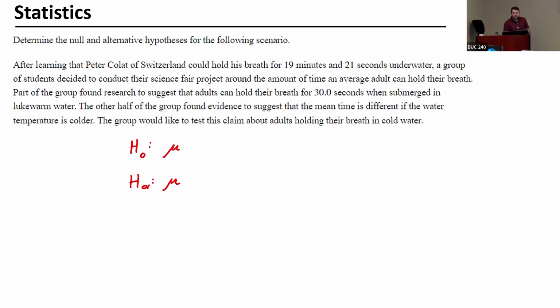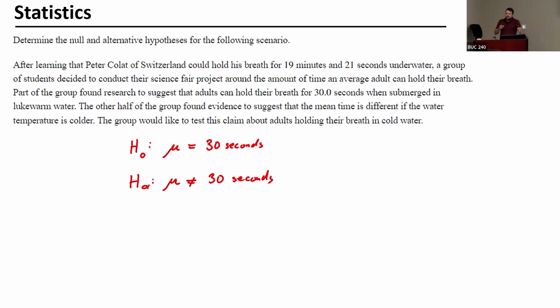My null always has to be what type of statement? Equal, it's always gonna be. Okay, so what is my mean equal to? 30 what? 30 seconds. Okay, so what's your alternative hypothesis? Greater than, less than, or not equal to? Not equal to what? Exactly. Once again, it has to be 30 seconds.